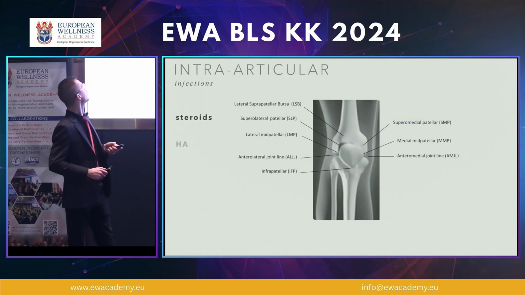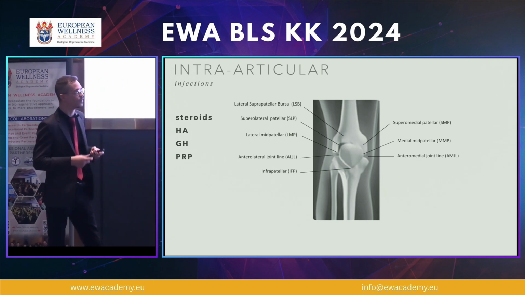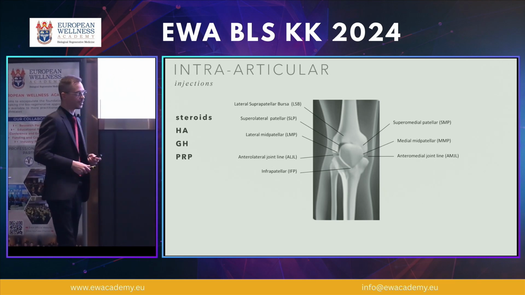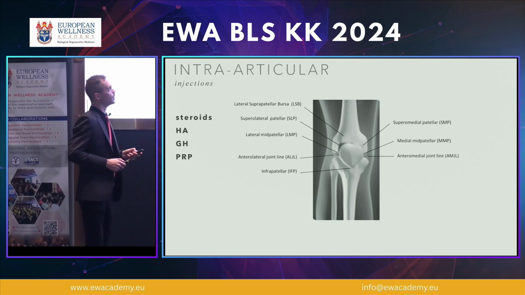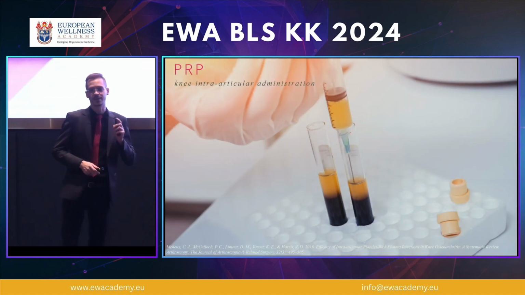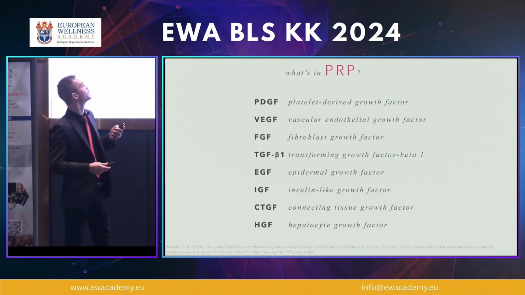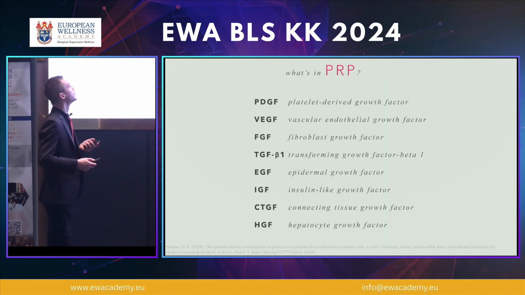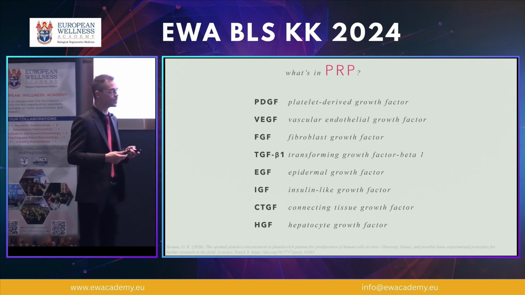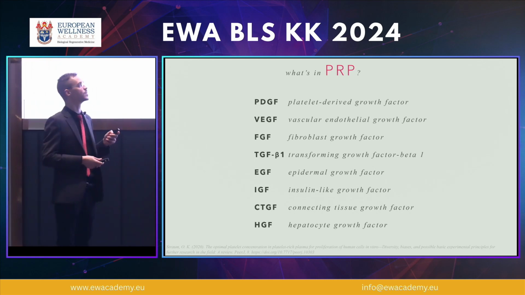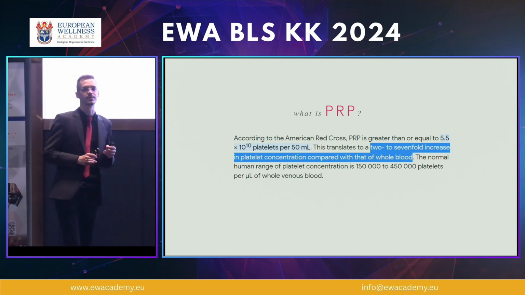Then for intraarticular injections, steroids can be used, but overall not recommended because in the long term they have a chondrodestructive effect. Hyaluronic acid, growth factor, PRP. Now about PRP, it's a very interesting part. So what is PRP? Of course, platelet-rich plasma. What are the benefits? There are multiple factors that contribute to regeneration of the tissue and decrement of the inflammation. But some people say it's not so effective.